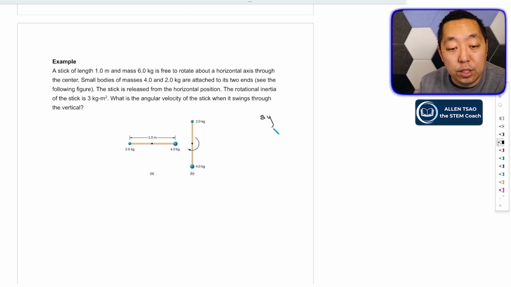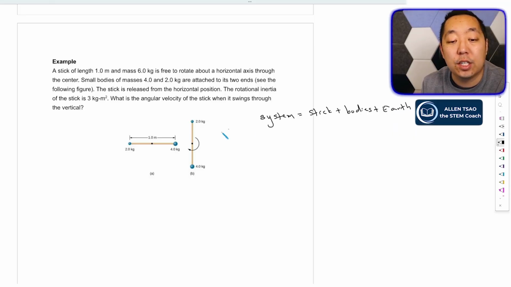So first of all, what is our system? This is going to be a work energy process. We clearly have a change in height, so we want to include the earth. So we're just going to include everything. We're going to include the stick plus the bodies plus the earth. Why the earth? Because we have a change in height, and so we should think about that.